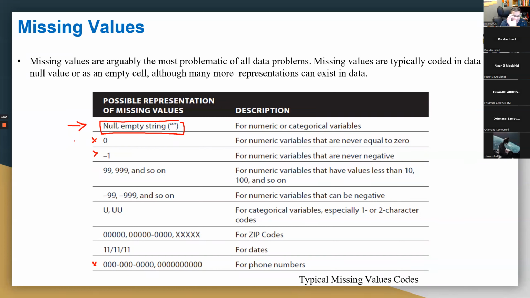ما تقلبيش على المناطق الفارغة في البيانات ديالك. قلبي ربما الصفر، maybe 0 is a missing value, maybe -1, maybe there are so many methods, so many things that could be considered as missing value.